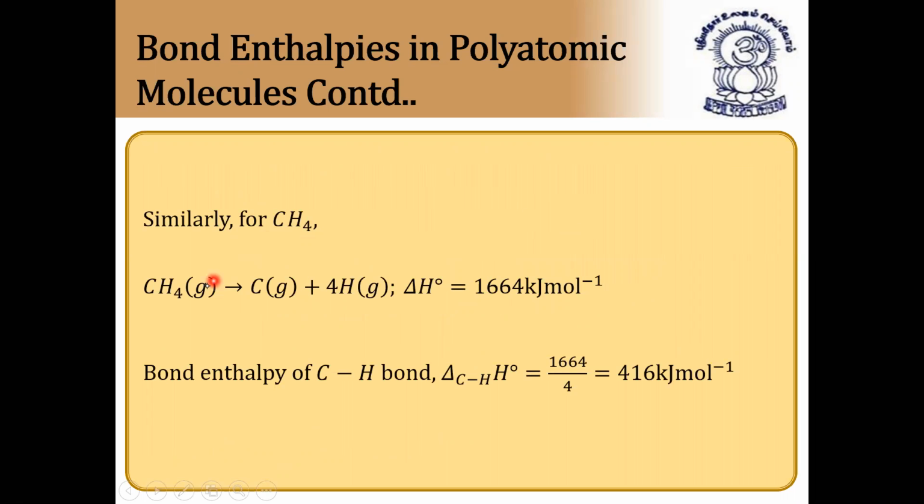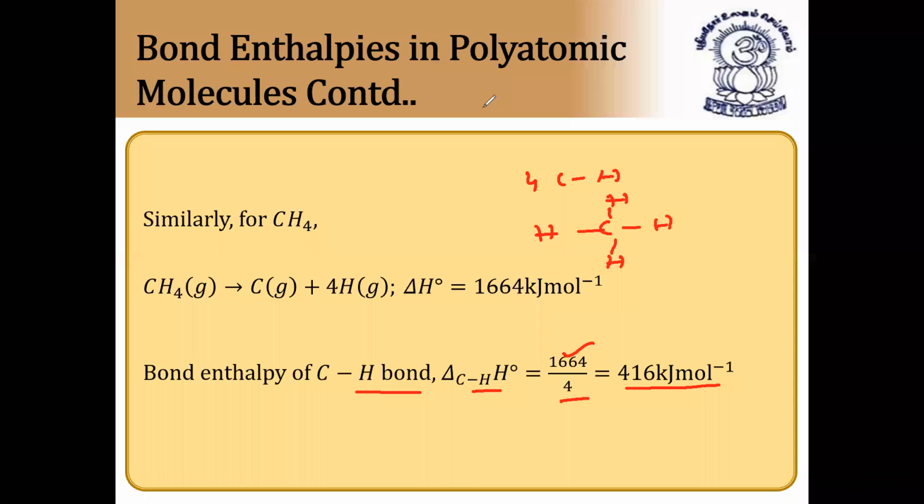Similarly, for the methane molecule, the bond enthalpy for CH4 changing to C plus 4H in total is 1664, since it contains 4 CH bonds. How many CH bonds? 4 CH bonds, because the methane structure is C with single bonds to H, H, H, and H. Since it contains 4 CH bonds, the CH bond enthalpy is equal to 1664 divided by 4. Total divided by 4, so it is 416 kilojoules per mole. So that is how to calculate the CH bond enthalpy in methane: divided by 4. I hope it is clear.